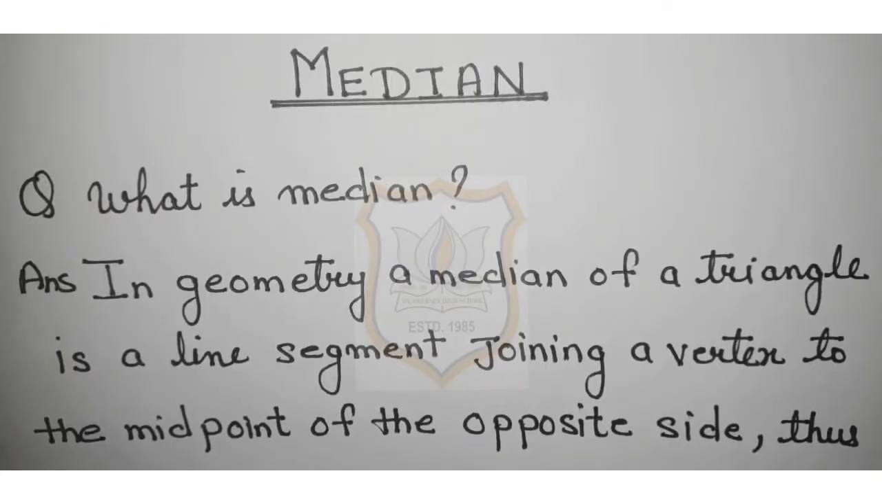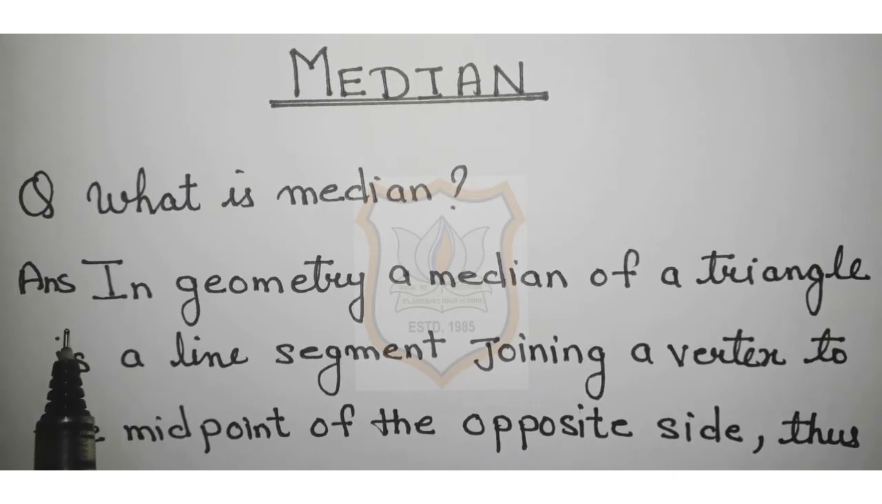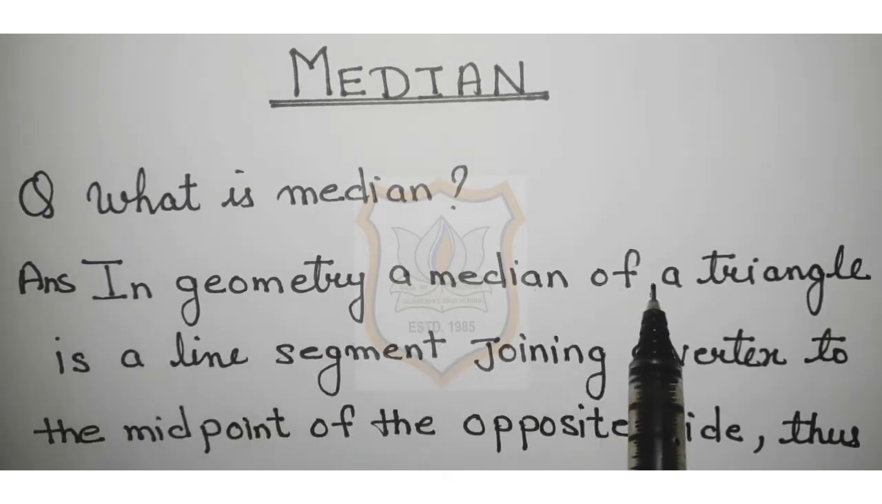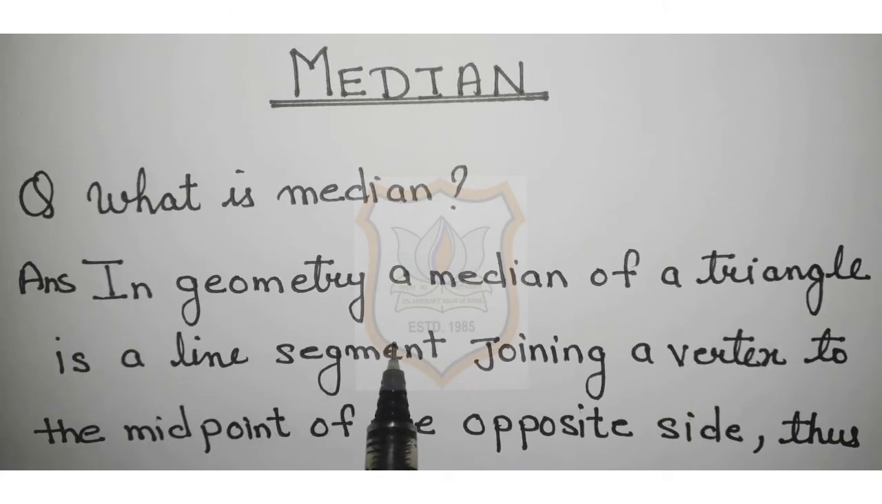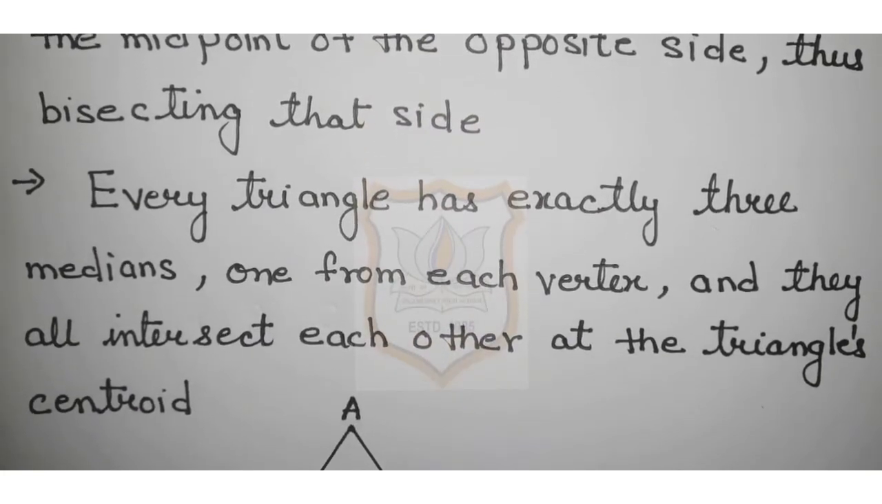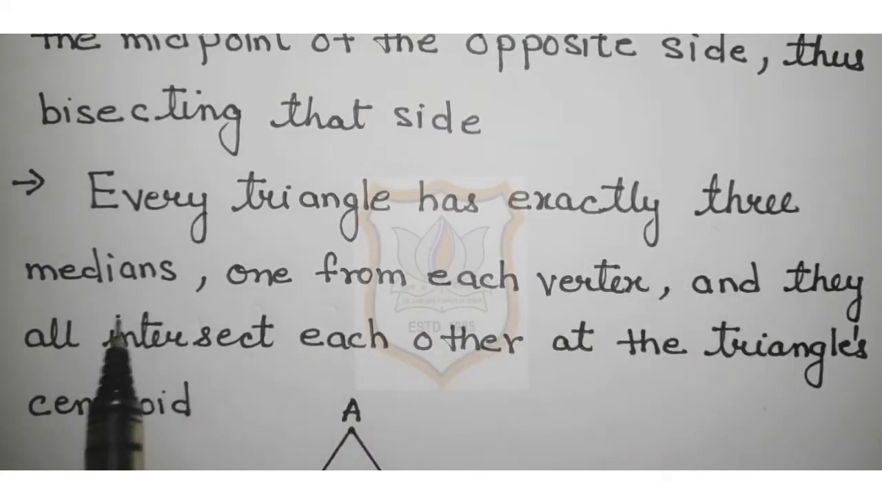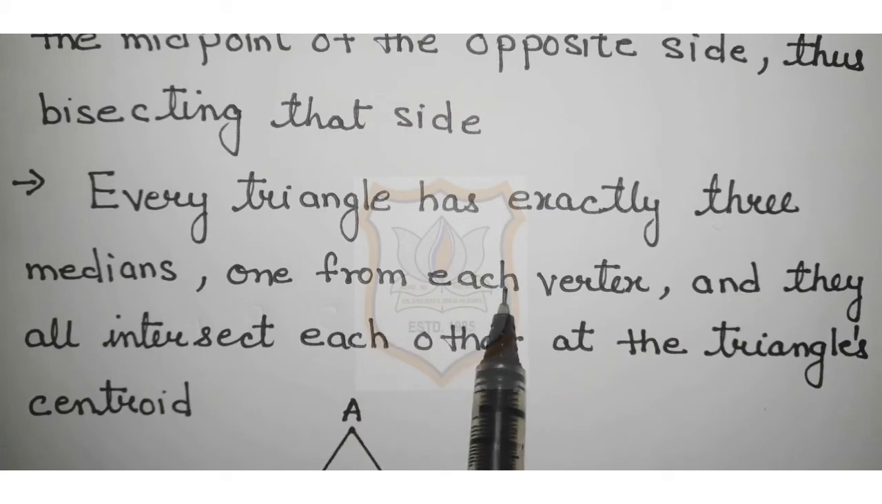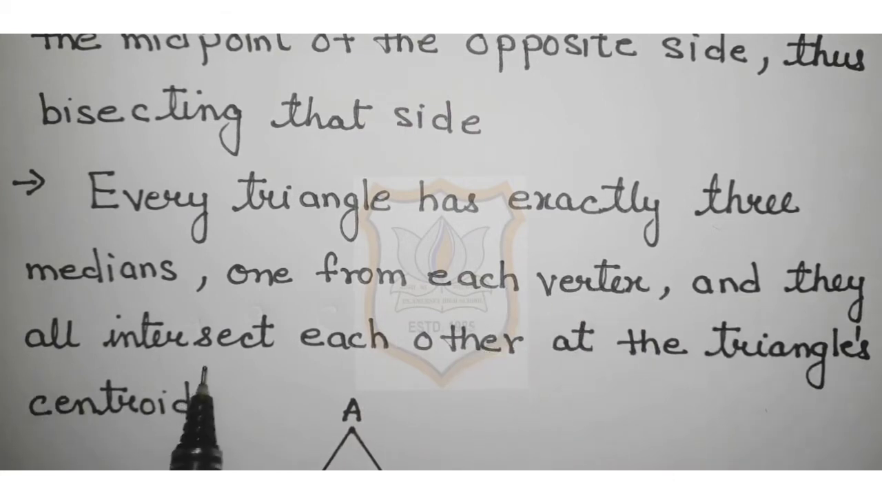What is median? Answer to the question is, in geometry, a median of a triangle is a line segment joining a vertex to the midpoint of the opposite side, thus bisecting that side. Students, I will explain you this definition. Now, second point is, every triangle has exactly three medians, one from each vertex, and they all intersect each other at the triangle centroid.